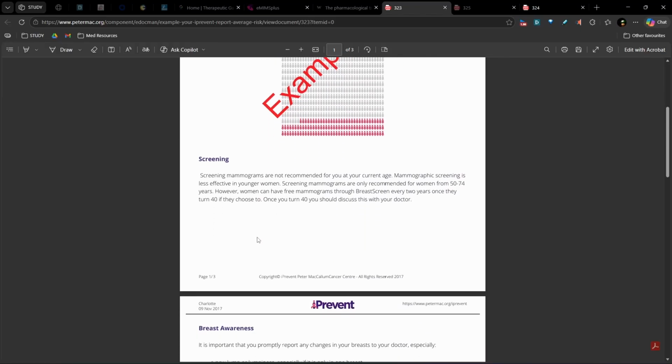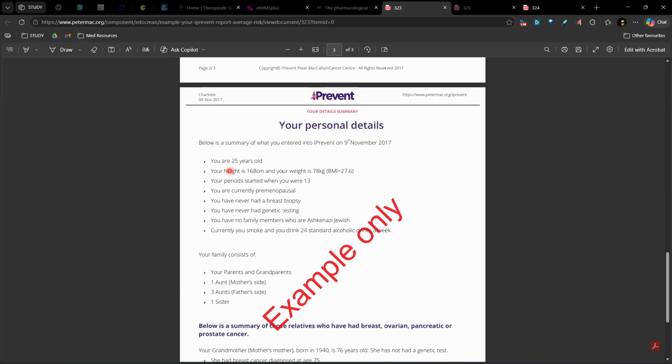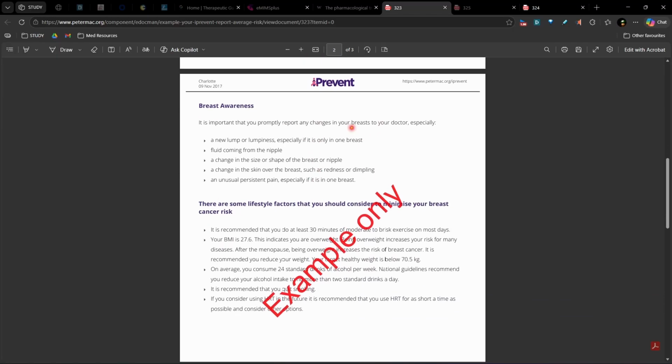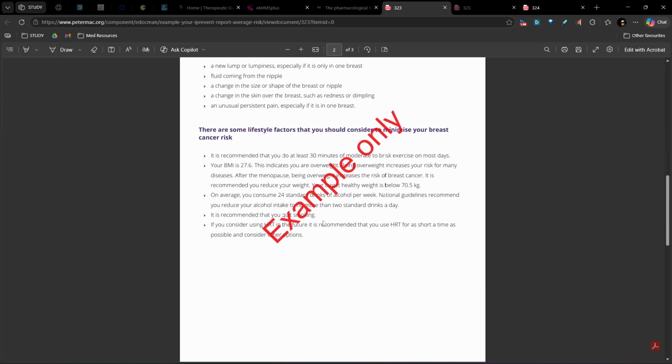They then provide information about screening mammograms, and so because this patient here is 25 years of age, they have recommended that screening mammograms are not recommended. But once you turn 40, you can discuss mammogram screening with your doctor. They also provide information about breast awareness and lifestyle factors to help minimize the risk of breast cancer.